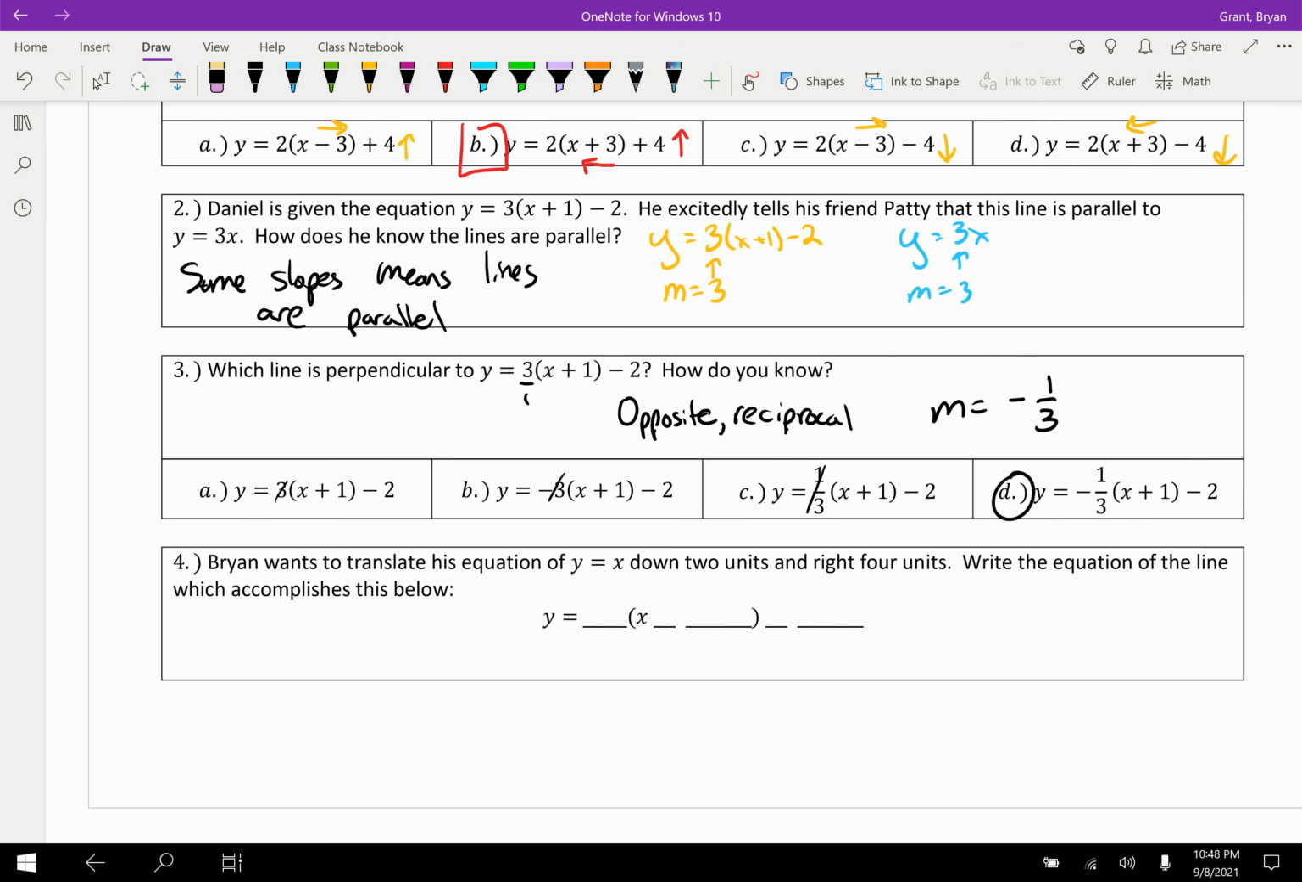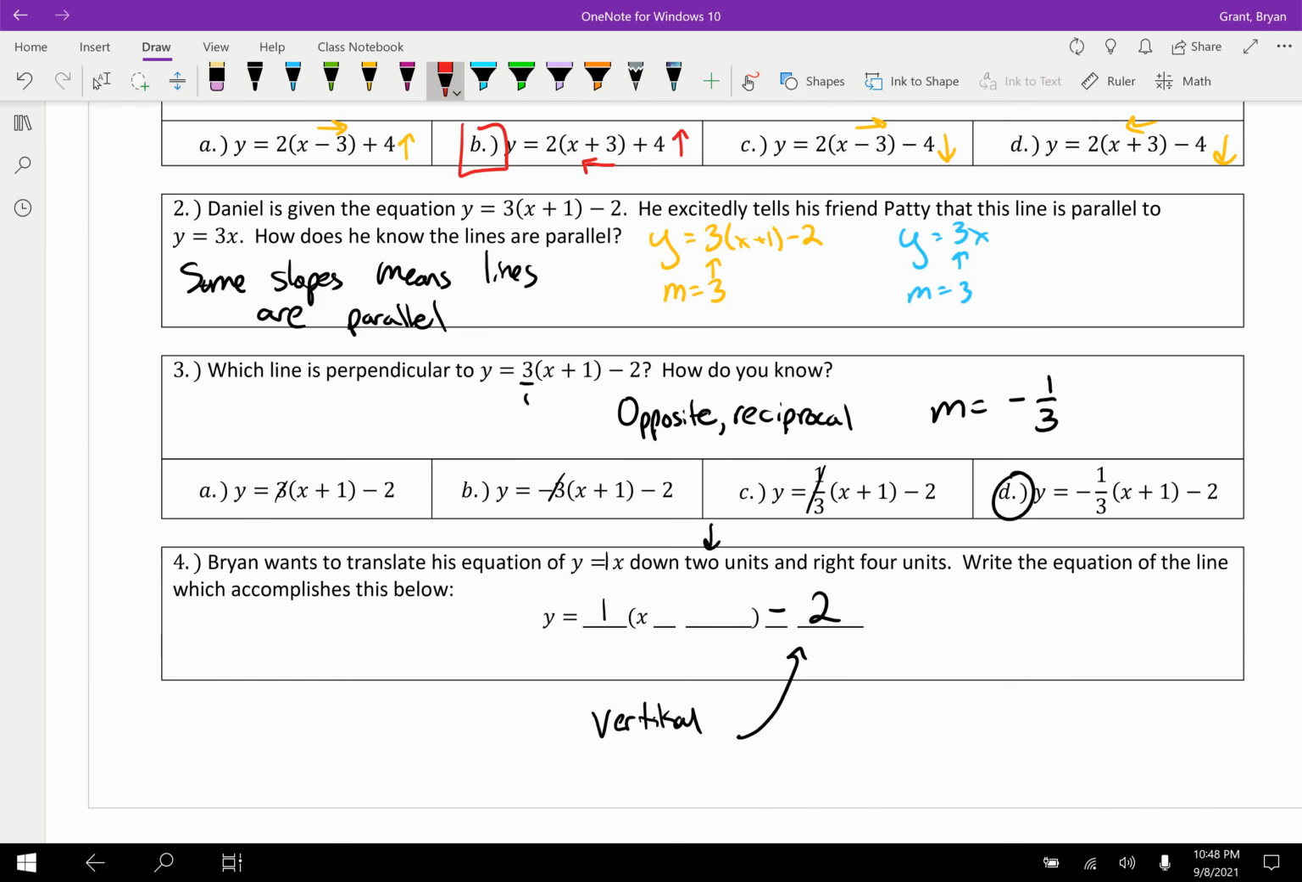All right, last one. Brian wants to translate his equation of y equals x down 2 units and right 4 units. Write the equation of the line that accomplishes this. All right, y equals, what slope do I need? Well, I still want the original slope here. That's just 1. Down 2 units, I think that's vertical movement. And vertical, that's the k value. So down 2 units, we would need a minus and then a k. Oh, not minus k, I'm sorry, minus 2.